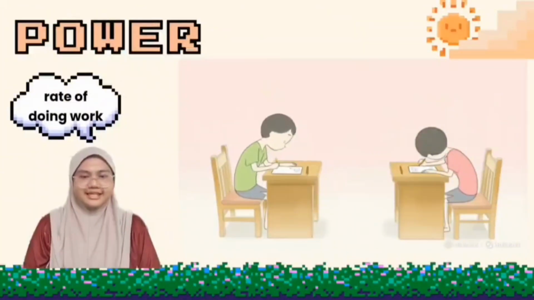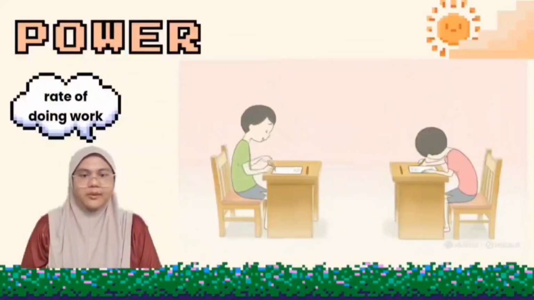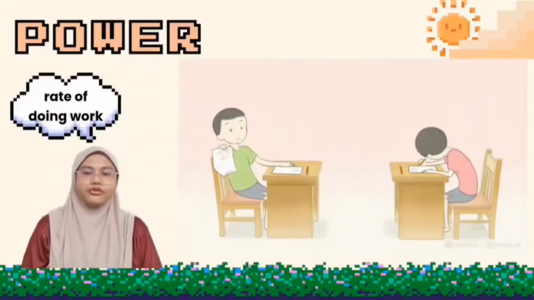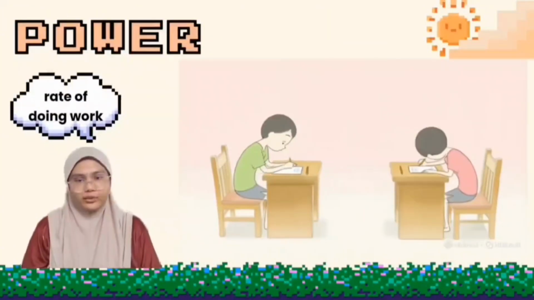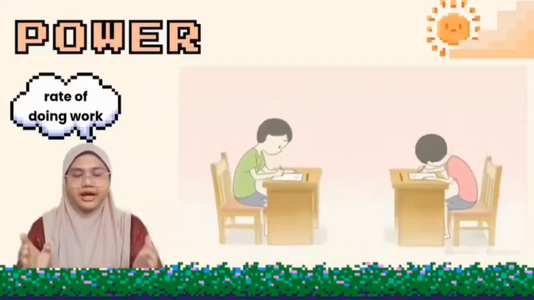So, the idea is just like this. Imagine there are two people that have the same amount of work, but one of them managed to finish his work faster than the other one. So, the one who finished the work faster has the higher power output.